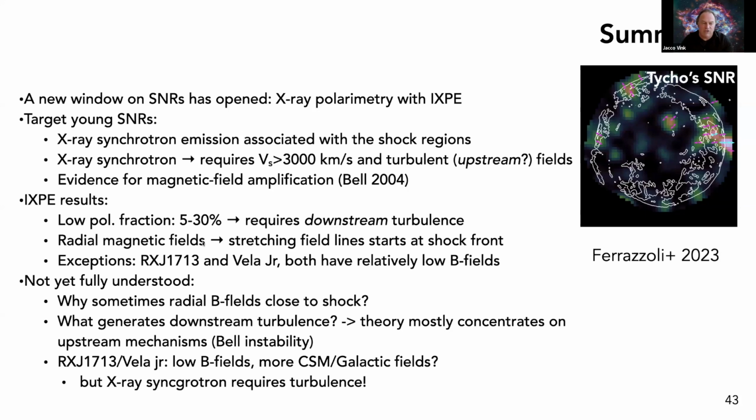What we don't understand is why we sometimes see a radial magnetic field and sometimes a tangential magnetic field, and what induces this. Although the Richtmyer-Meshkov instability seems the best case for why we see radial stretching of the magnetic field in some supernova remnants. RX J1713 and Vela Junior are the oldest, but probably also have the lowest magnetic fields that we see here. And this may be the reason that here we find prevalently tangential magnetic fields. But of course, we still need some turbulence there, otherwise we wouldn't see any X-ray synchrotron emission. So with that, I would like to conclude.